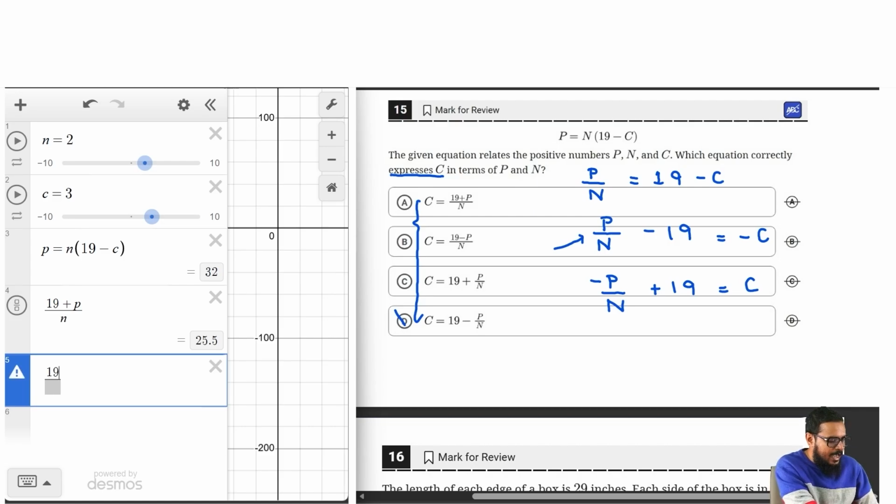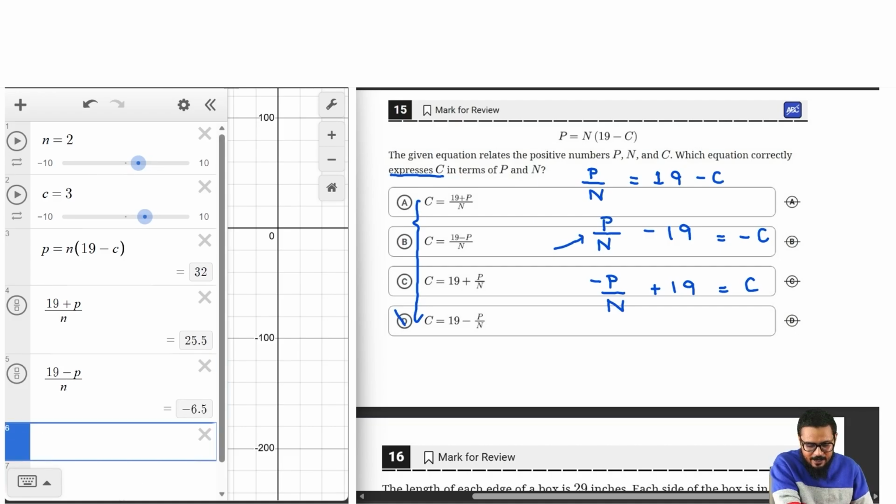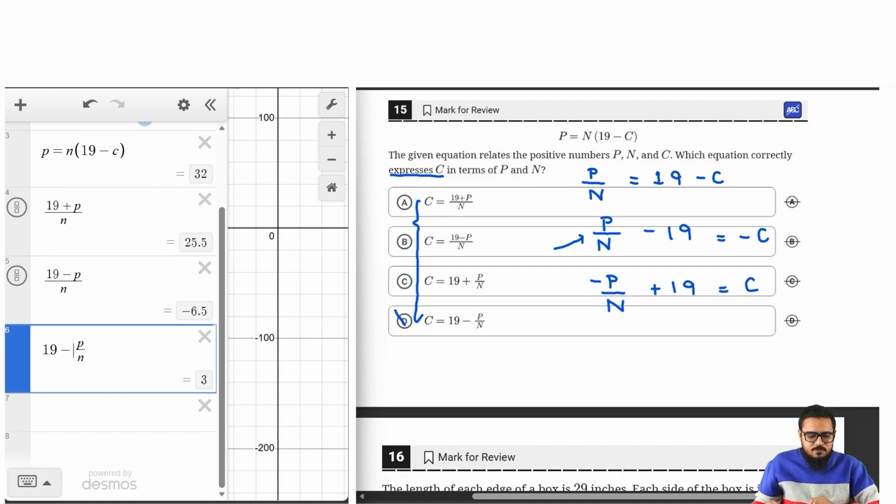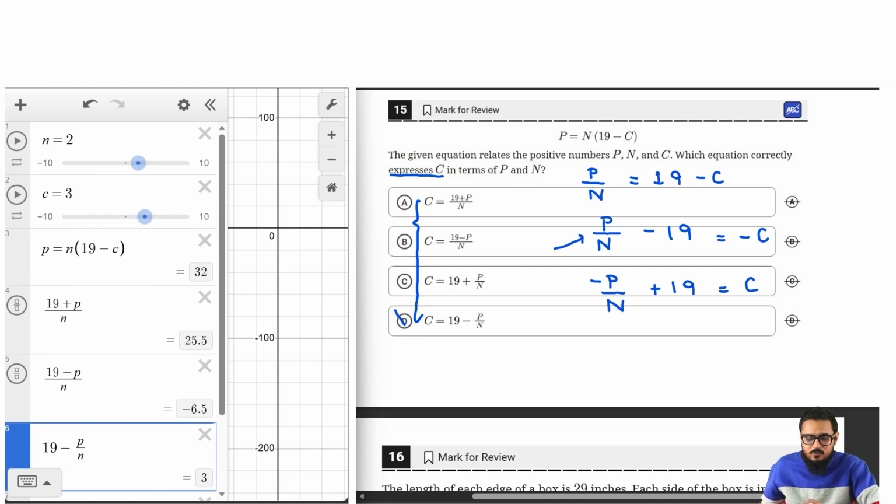Moving on to the next one, 19 minus P divided by N. So I've got 19 minus P, and at the bottom I've got an N, right? This is minus 6.5. Next one, 19 plus P divided by N. So I've got a 19, and then a plus P divided by N. This is coming out as 35. Let's have a look at the last answer option, that's 19 minus P over N. So let's just remove this plus and add a minus. 19 minus P over N is coming out as exactly equal to 3, the value of c which you initially assumed. So through both methods, we can say that the right answer should be answer option D.